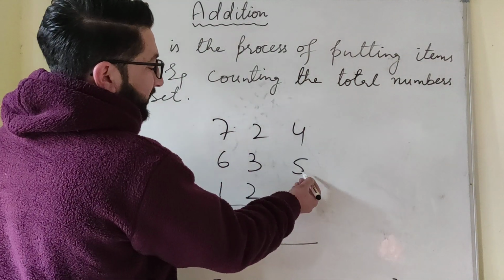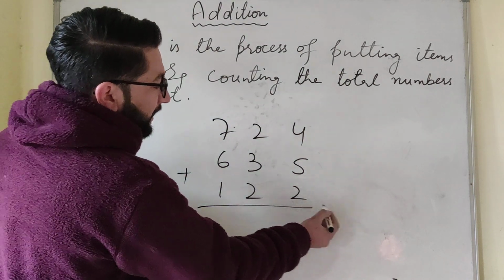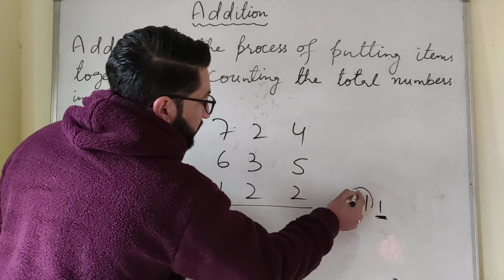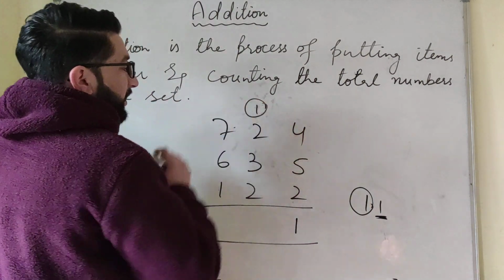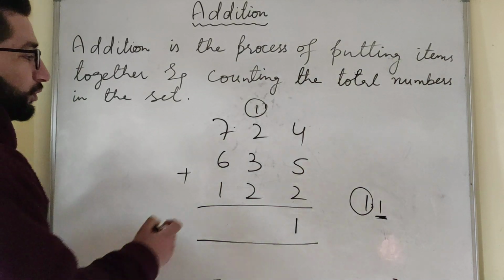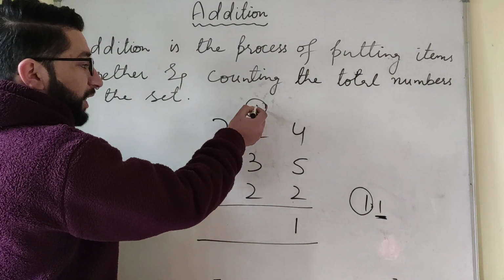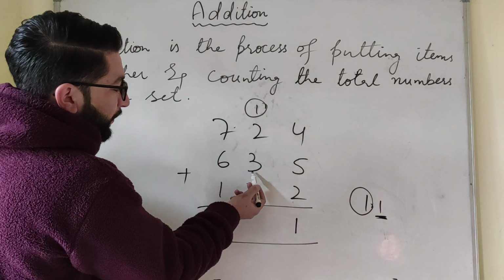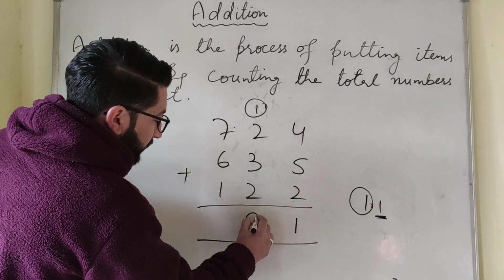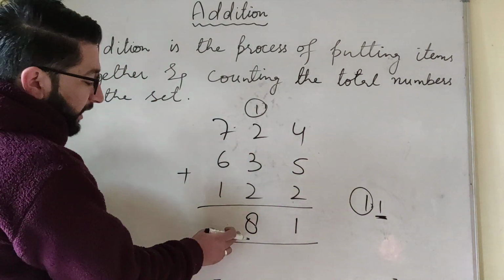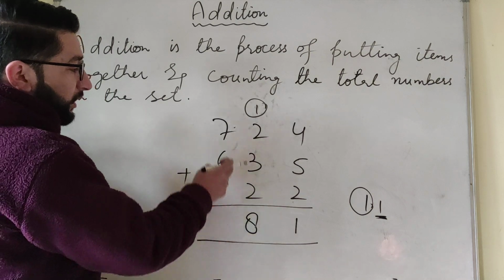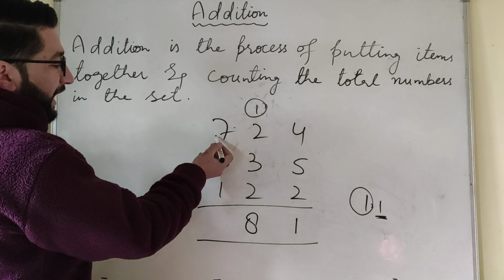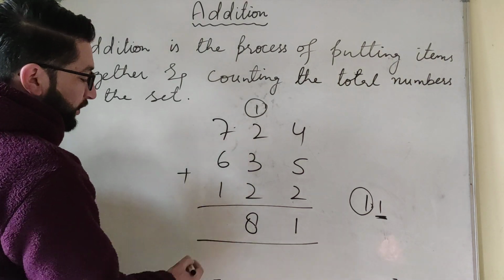So 4 plus 5 is 9 plus 2 is 11. So again the digit at ones place we will write it here, and the digit at tens place will be written here as it is carry now. So 2 plus 1, and remember we have to add this carry with our addends as well. So 2 plus 1 is 3, plus 3 is 6, plus 2 is 8. Then we have 7, and here we haven't got any number that is our carry. So we won't write any number here. So 7 plus 6 is 13, plus 1 is 14.